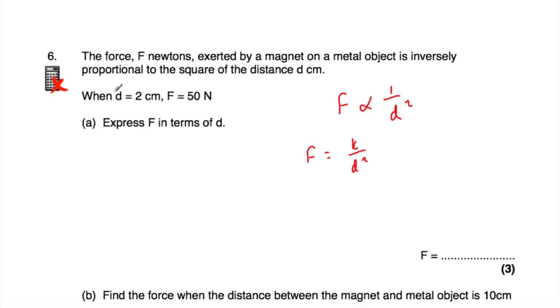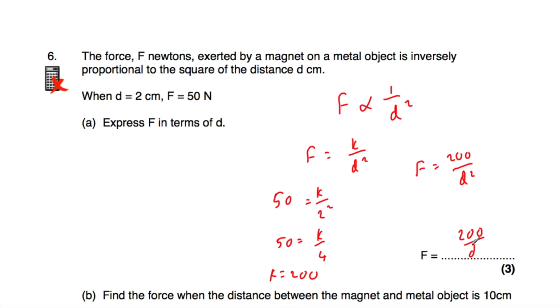So we're told some information here. F, which is 50, so 50 is equal to k divided by d squared, and d is equal to 2, so it'll be 2 squared. So we've got 50 is equal to k over 4, because 2 squared is 4. And then if we multiply both sides by 4, we're going to get that k is equal to 200. So that means that k, the constant of proportionality, is equal to 200. So it means that F is equal to 200 divided by d squared. And that's it. So we've expressed F in terms of d, 200 divided by d squared.